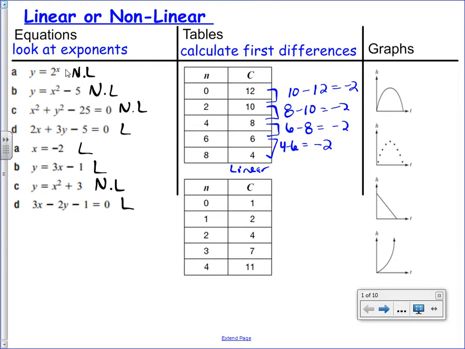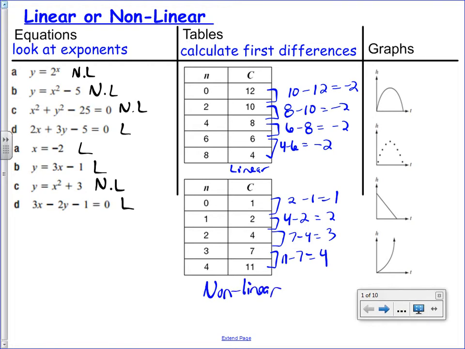Let's do the next one. Jonathan, what would I do for the next one here? Good, and what do I get? No. Good. What would I do for the next one, Tristan? Good, which gives me? Okay, what do I do for the next one, Noriel? Very good. And how about the last one, Bailey? Good. Is this linear or non-linear, Nick? Yeah. Non-linear because the first differences are not the same.